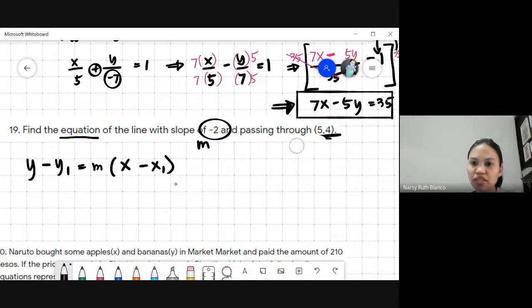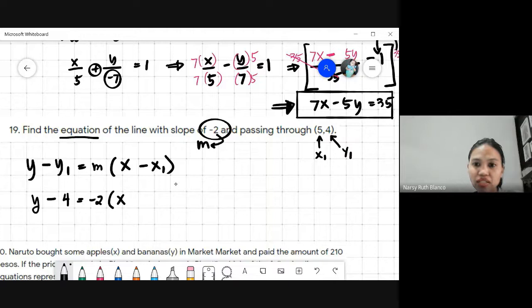So, ang point natin, label lang natin siya. Itong una, yung 5, that is your x sub 1. Itong 4, your y sub 1. Of course, itong negative 2, that is your slope. Substitute lang natin. So, we copy y. Minus y sub 1 is 4. Ang slope mo ay negative 2. Copy x. X sub 1 is 5. Pero sa formula, minus siya. Kaya minus ilalagay natin. And then, we are going to copy y minus 4.